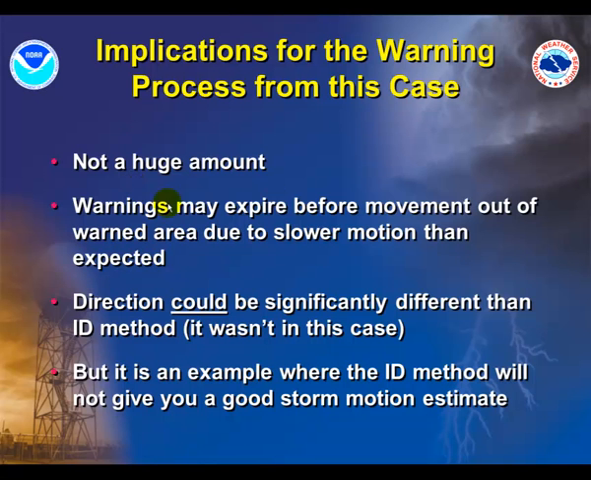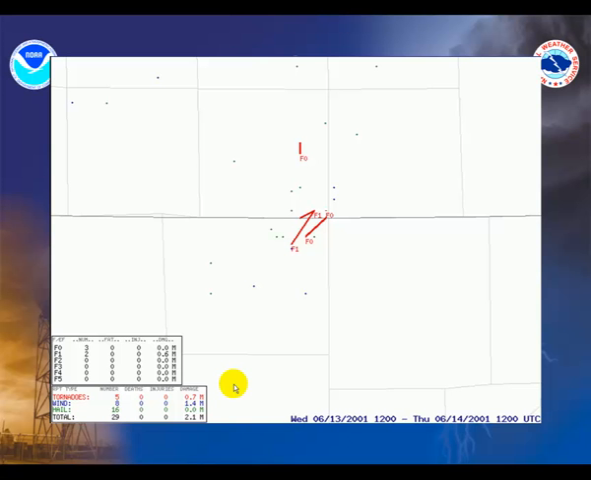So the implication is the warning may expire before the movement out of the warned area due to slow motion. But it also could be, although not in this case, that you could have a significantly different direction than the ID method would give. So something to watch out for. And it's an example where the ID method will not give you a good storm motion estimate. And these are tornadoes that were produced in a relatively small area over the course of 2 hours.